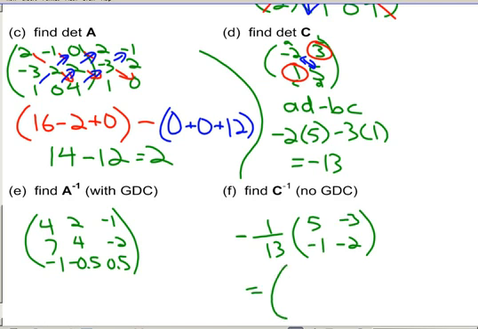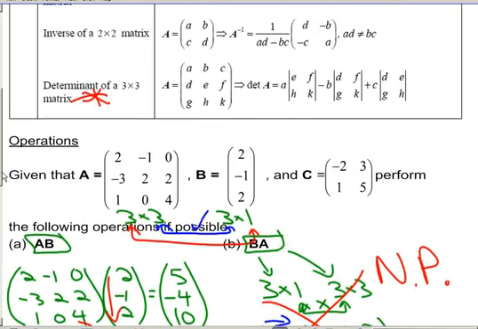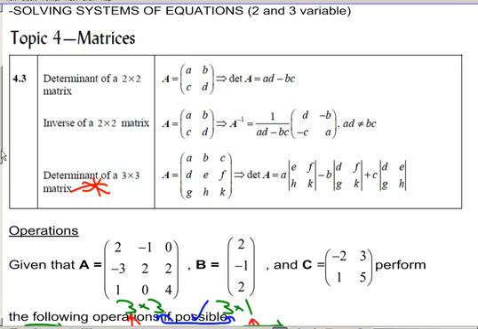Multiply them in and we'd get negative 5/13, positive 3/13, 1/13, and 2/13. So all of this stuff is coming from what's given in your formula booklet. You definitely need to have a strong grasp of how to multiply matrices and when that is possible.